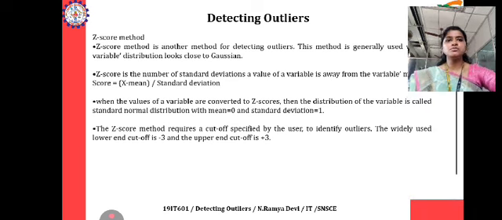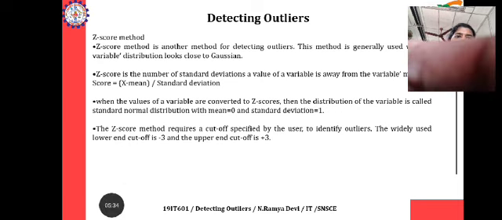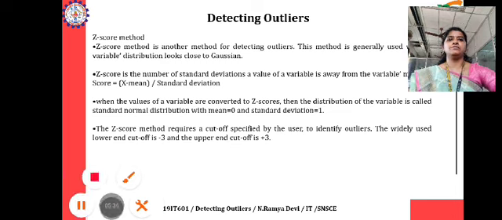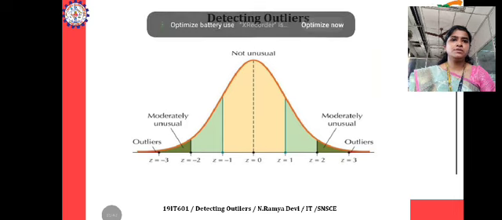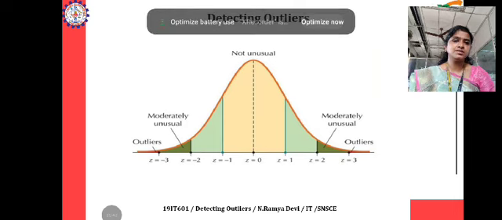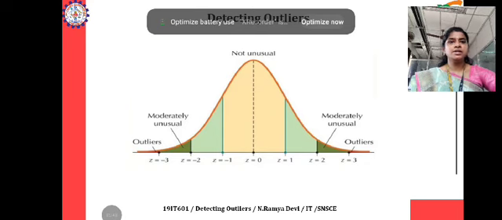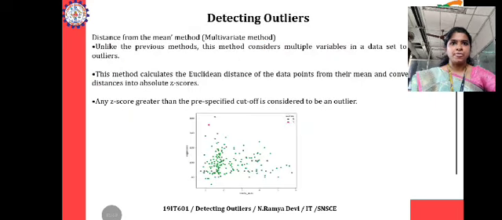The z-score method requires a cutoff specified by the user to identify outliers. The widely used lower end cutoff is -3 and the upper end cutoff is +3. And this is the outlier, which is moderately unusual. So values beyond -3 and +3 are considered outliers, and that data will be eliminated.